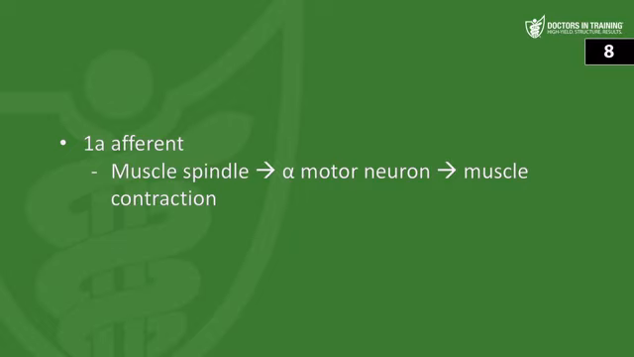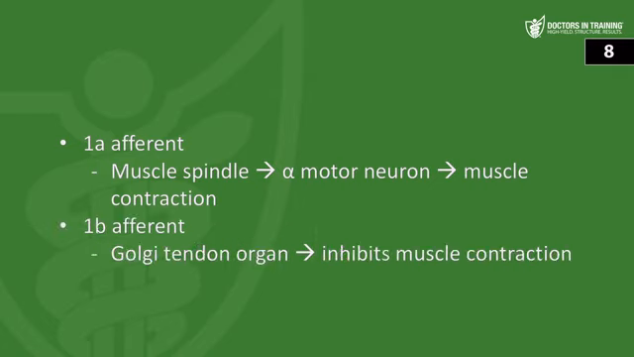Next, what are the differences between the 1A afferent motor pathway and the 1B afferent motor pathway? So the 1A afferent comes from the muscle spindle and stimulates the alpha motor neuron so that you get muscle contraction. The 1B afferent comes from the Golgi tendon organ, and it eventually inhibits muscle contraction.